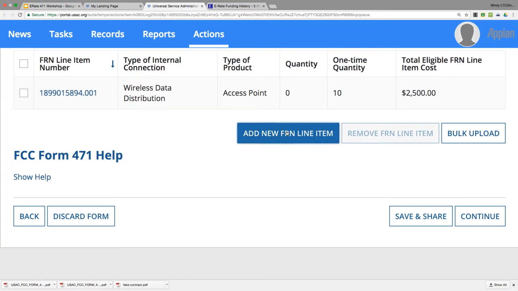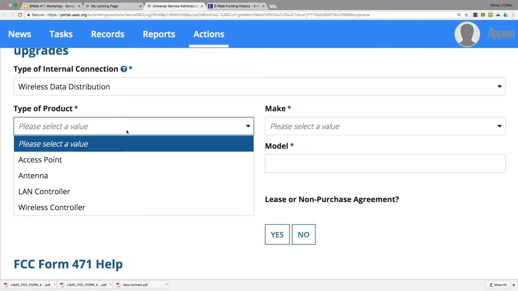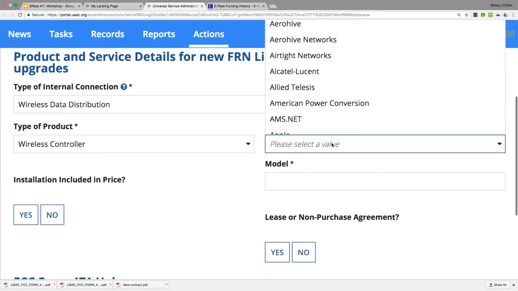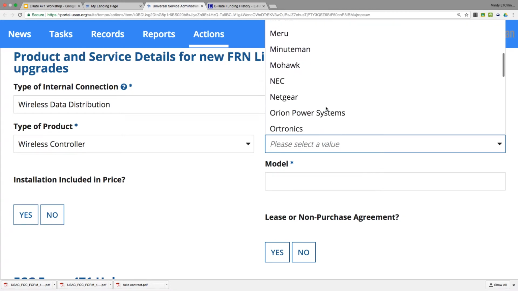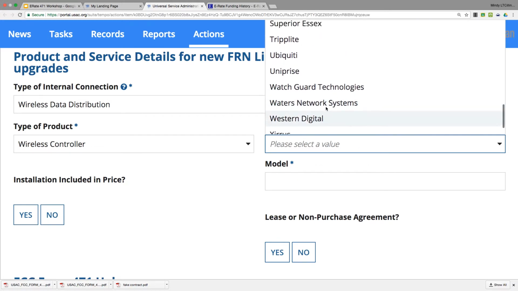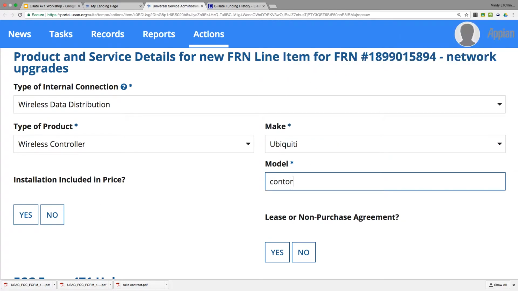I'm going to now add another line item for the wireless data distribution and choose a wireless controller. Ubiquiti does offer a built-in free wireless controller, but they also now have a paid unit that I would rather have as the upgrade. So I'm going to say Ubiquiti. No installation, and no, it is not a lease.